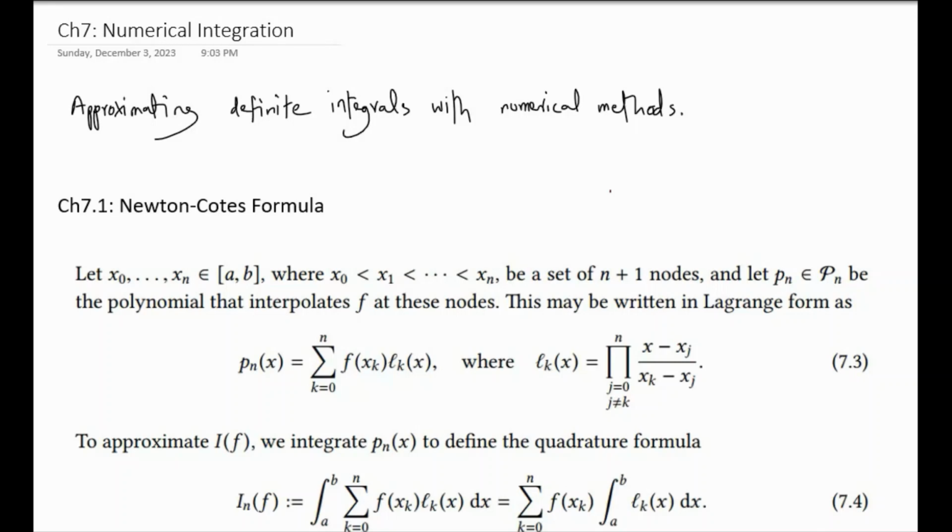Hi everyone, I am Shomo and this video is on Chapter 7, Numerical Integration. Chapter 7 is all about how we can use numerical techniques to approximately solve definite integral problems.